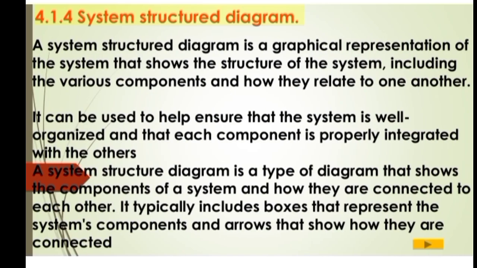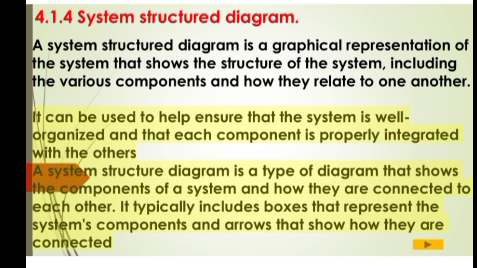4.1.4 System Structure Diagram. A system structure diagram is a graphical representation of the system that shows the structure of the system, including the various components and how they relate to one another. It can be used to help ensure that the system is well organized and that each component is properly integrated with the others. A system structure diagram shows the components of a system and how they are connected to each other. It typically includes boxes that represent the system's components and arrows that show how they are connected.